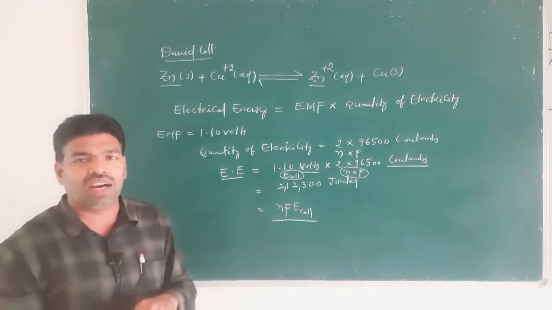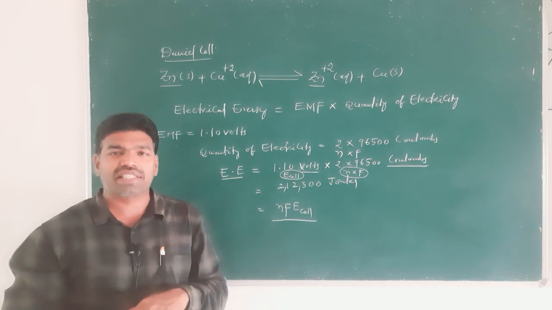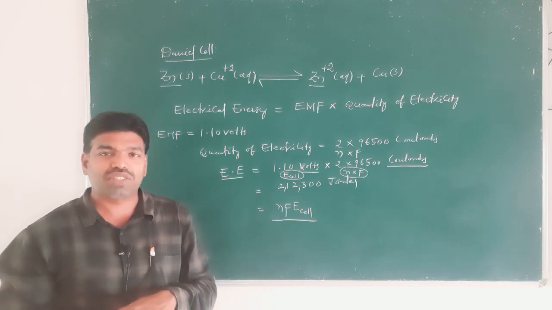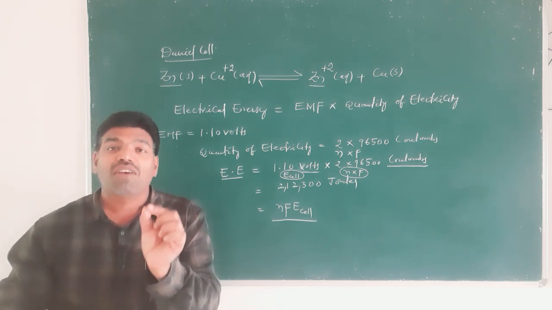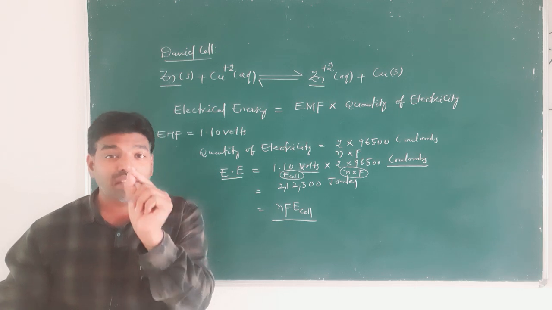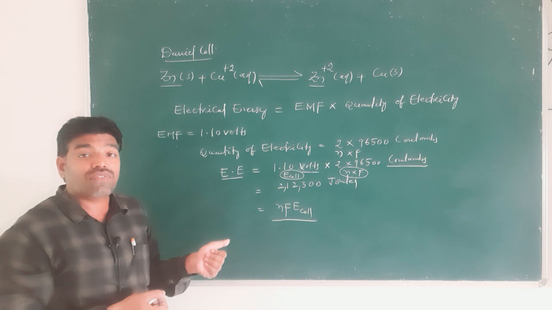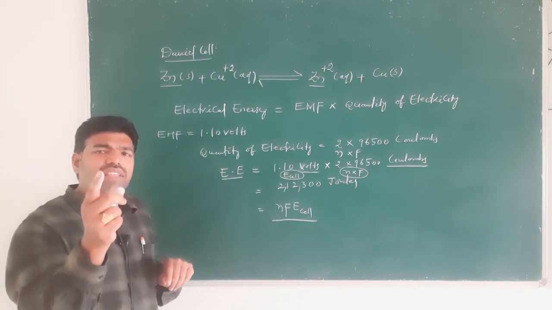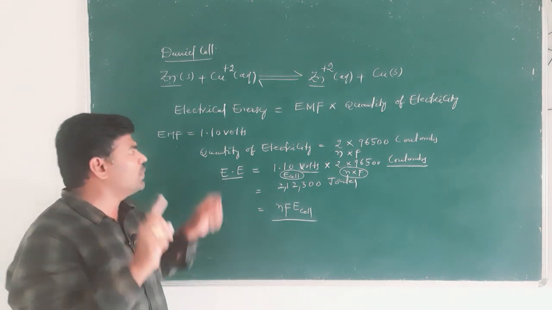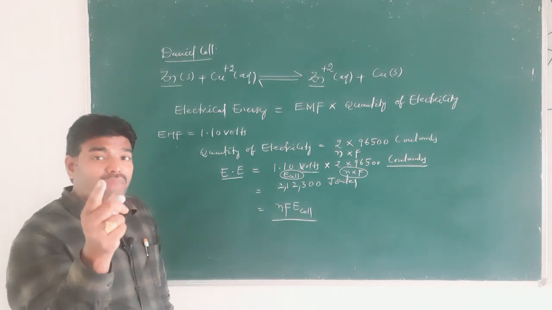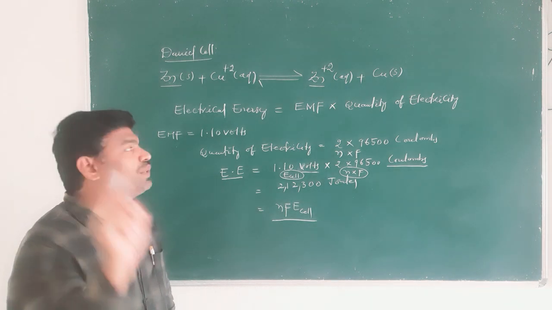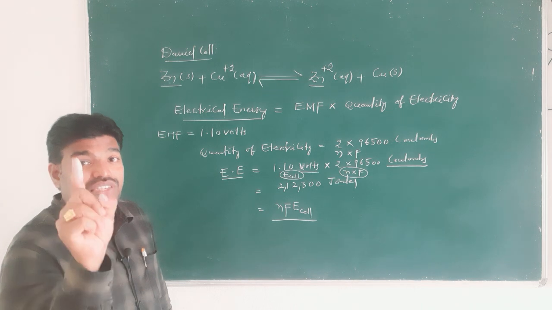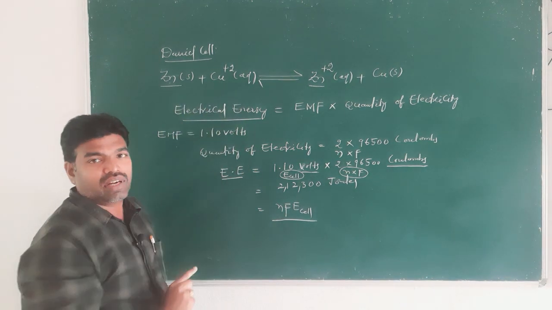We usually state that law as: energy can neither be created nor be destroyed, but it can be converted from one form to another form, right? So according to the law of conservation of energy, one form of energy is converted into another form of energy. So here, which form of energy is converted into electric energy? There is some other form of energy that is converted into electrical energy. There is some other form of energy present during this redox reaction taking place, right?